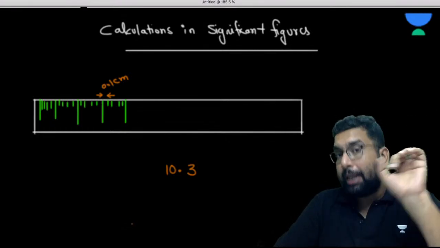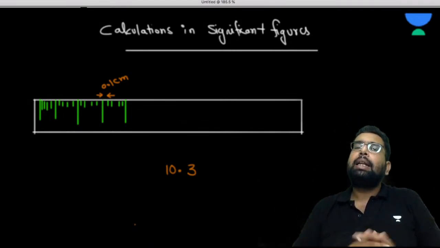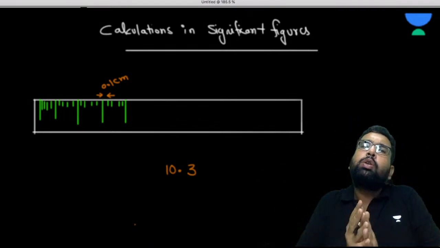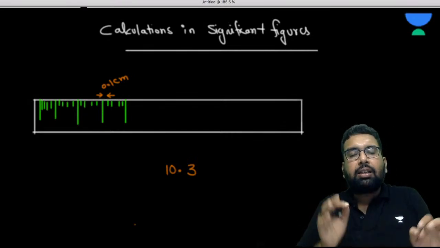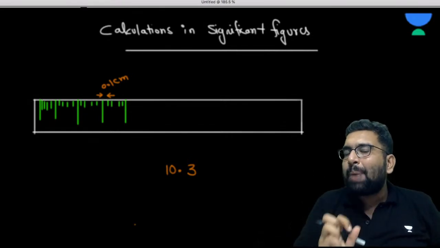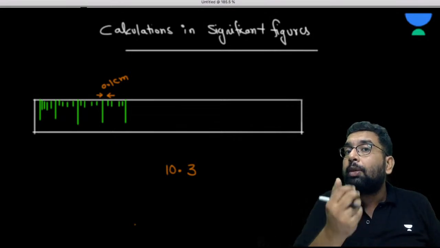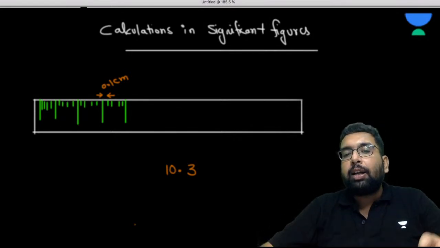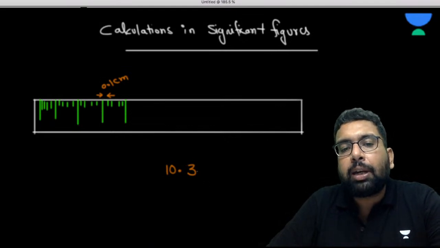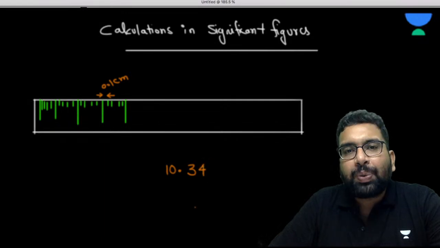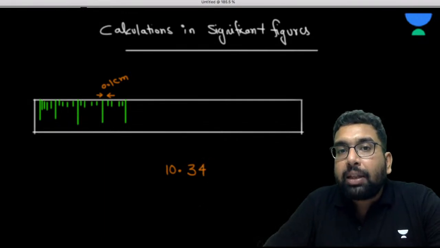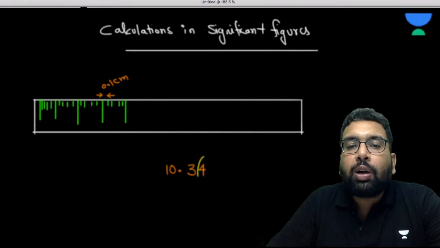So this measurement I can take from the meter scale. But please understand this. Can you be 100% sure that this is the exact reading, the true value of this pen? No, sir. It could be a little more than 3. It could be 10.31, 10.32, 10.33, 10.34. But if we are measuring from the meter scale, we are not certain about it.